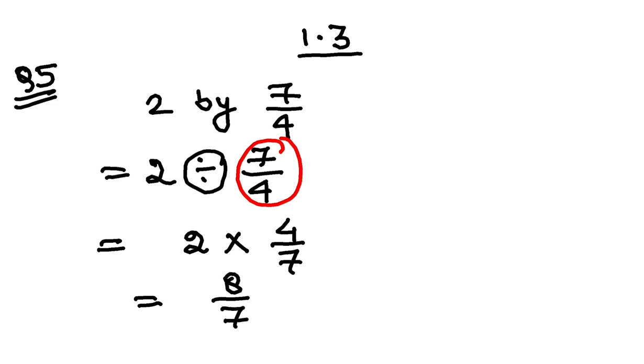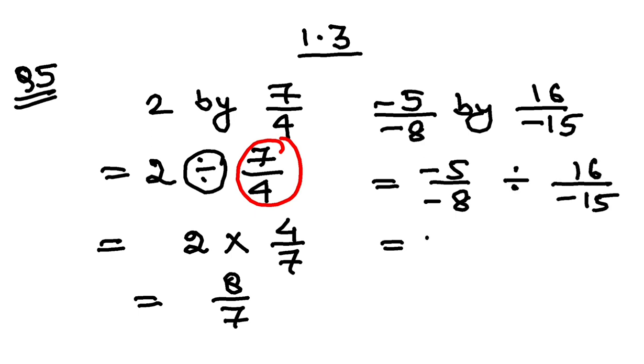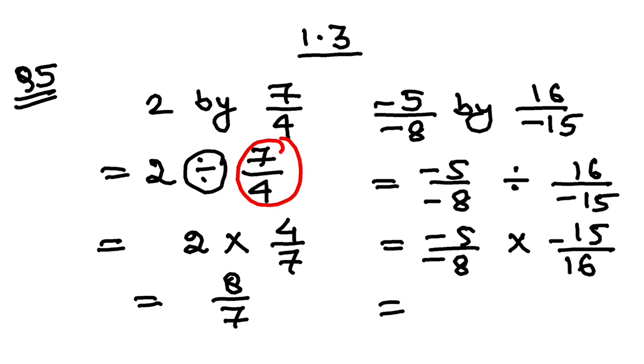Okay, let's take one more. Minus 5 by minus 8 by 16 by minus 15. So that is the question. So first of all, minus 5 by minus 8 divided by 16 by minus 15. I think that is understood. Next is minus 5 by minus 8, and now take reciprocal, so into minus 15 by 16. These two negatives can be cancelled. I am left with only one negative. 5 into 15 is nothing but 75. 16 into 8 is 108.